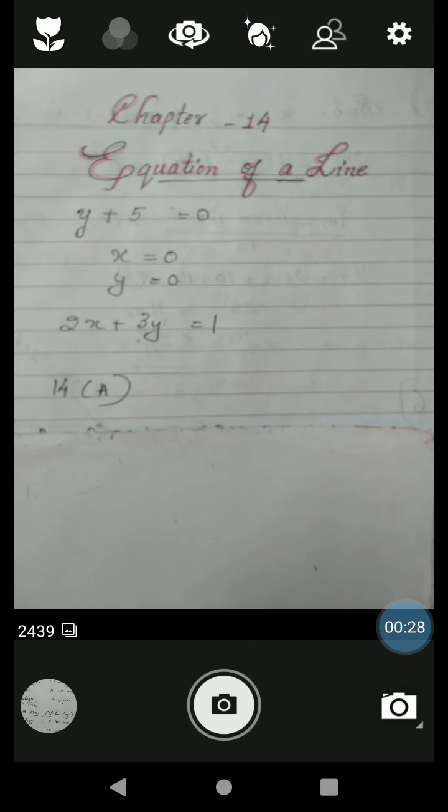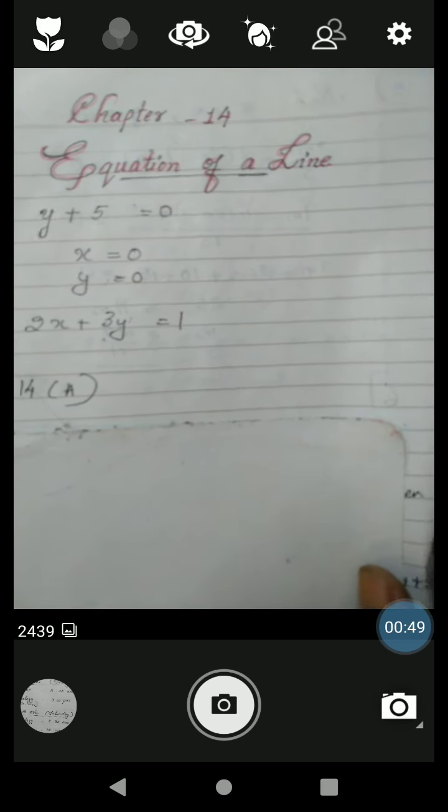Now, equation of a line, that is linear equation, that you know, I think. Here you can see some examples of linear equation of a line. y + 5 = 0. With the help of this equation, we can draw a line on a graph.